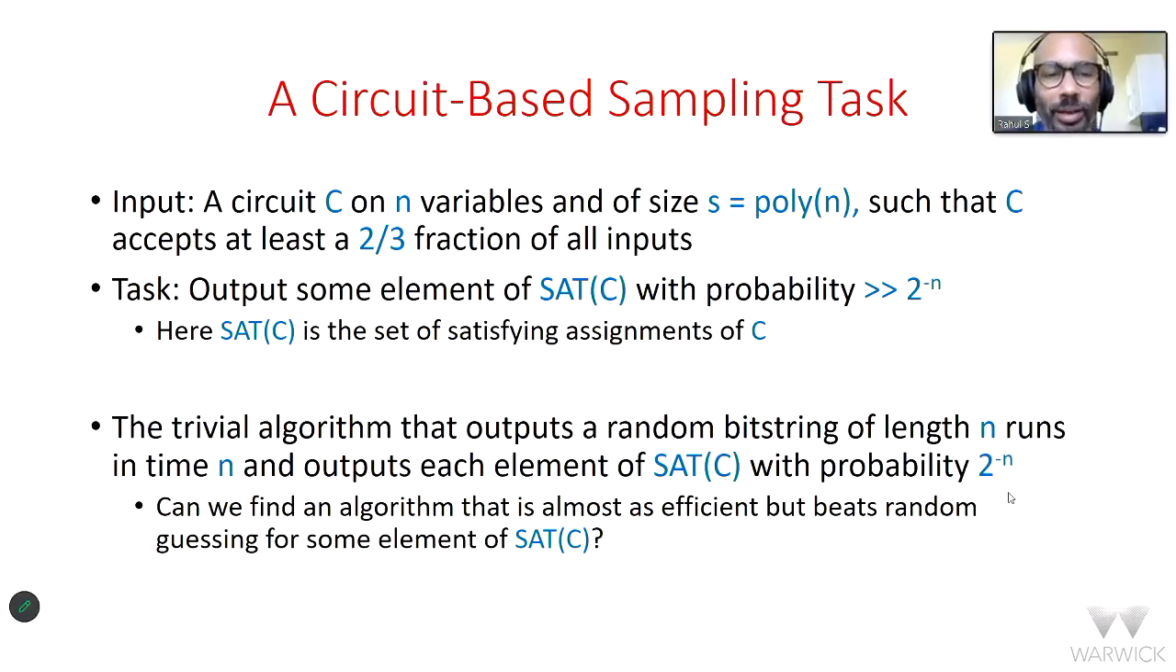You want to give more weight to some specific satisfying assignment rather than others. Of course, there's a trivial algorithm that just outputs a random string of length n, that runs in time n, and it outputs each element of the satisfying assignments of C with probability 2 to the minus n. So that's a trivial algorithm. And the question is, can we find an algorithm that's almost as efficient, not too much less efficient, but beats random guessing for some element? We don't care which element it is, but for some element, we want to do much better than random guessing.